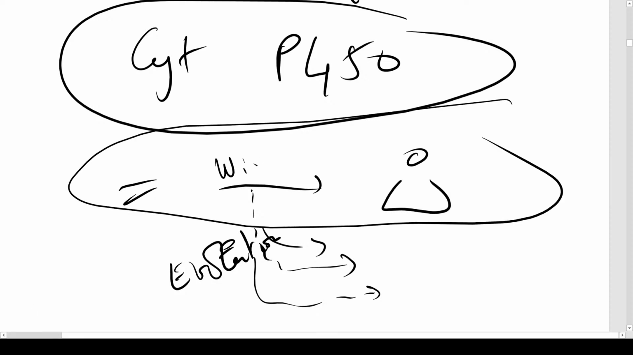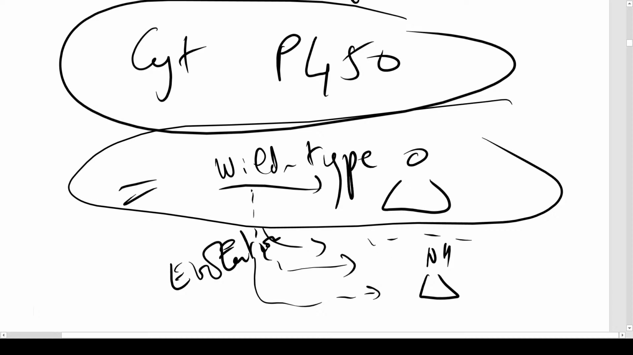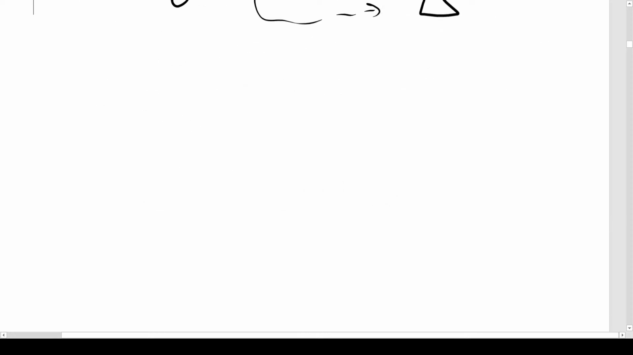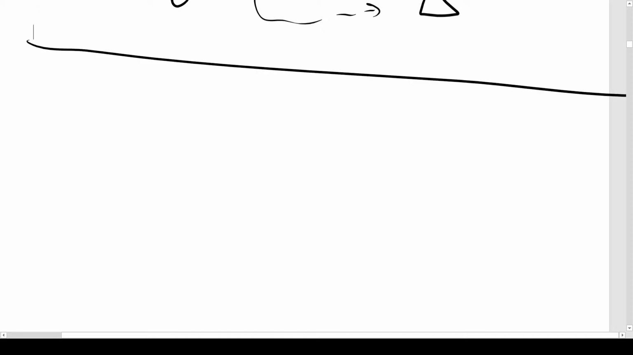Wild type. For example, amination. You can think about other reactions which are not natural, many other reactions. Wild type reaction.